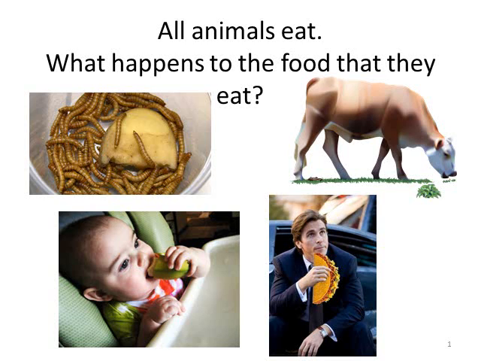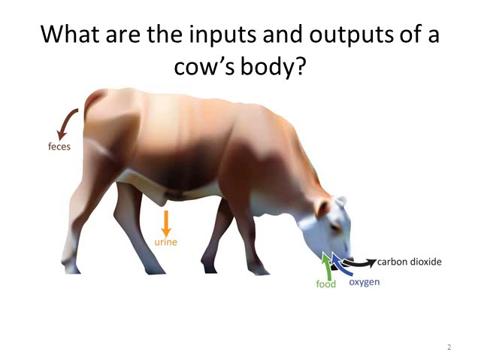All right. So, as you saw in the mealworm investigation, animals eat. Our mealworms ate potatoes, cows eat grass, that baby you see there is eating a cucumber, and Christian Bale eats tacos. But what happens once that food enters an animal's body? Today we're going to investigate what happens to food at the atomic molecular scale.